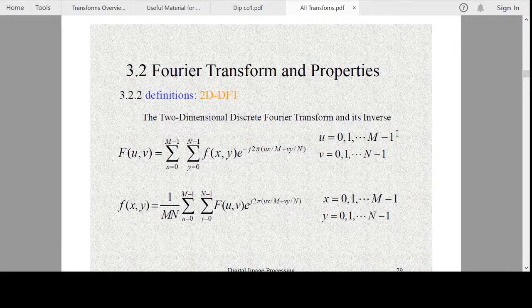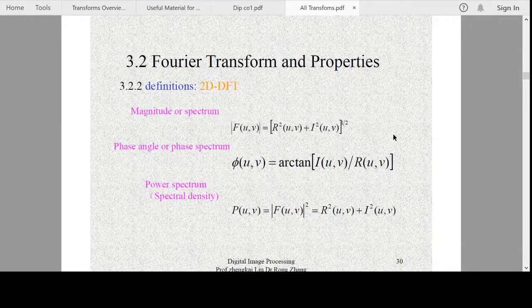So here we have seen the properties. And before the properties, there is the magnitude: F of u comma v equals root of r square plus i square, and phi is tan inverse of i by r. Wherever we have a formula for one dimension, that is applicable to two dimensions. The only difference is that instead of one variable u, you will have two variables u comma v. The formulas are the same.